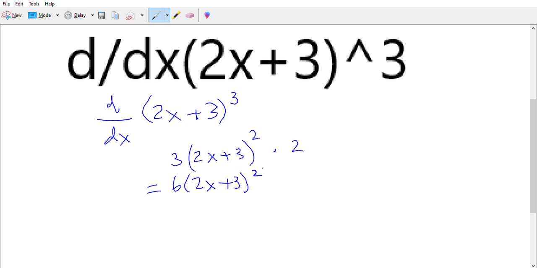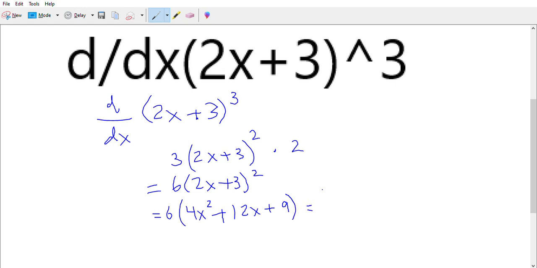Now you can definitely leave the answer like this, but I am just gonna multiply it out. So what's 2x plus 3 squared? Of course, don't forget the 6 in the front. So 2x plus 3 squared is just the very famous formula of a plus b whole squared equals a squared plus 2ab plus b squared. So 2x squared is 4x squared, now plus 2ab, so 2 times 2x times 3, so that will be 12x, and then 3 squared is just 9. All that multiplied by 6, and now I'm just going to distribute it.